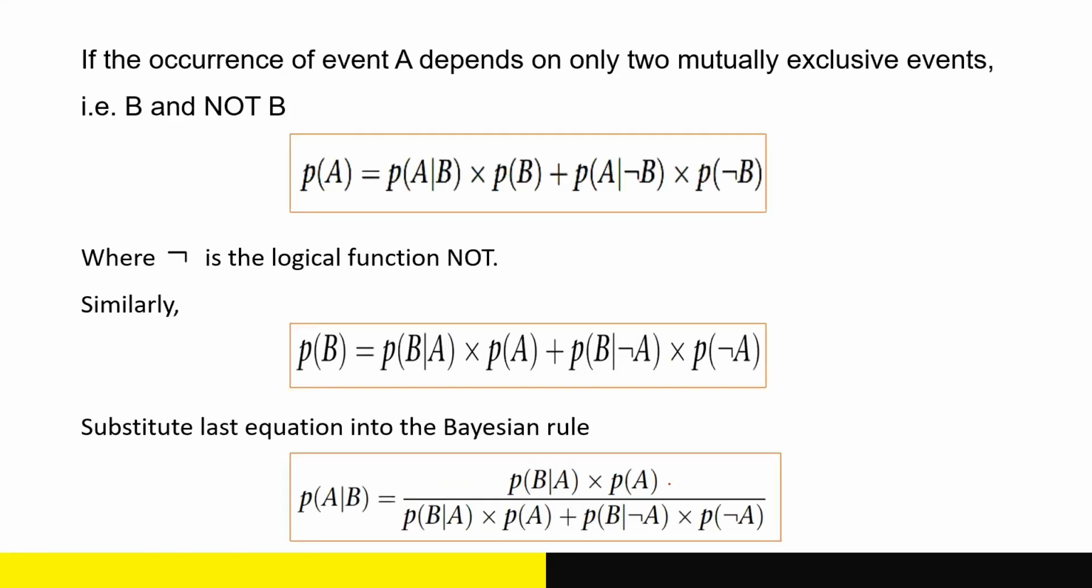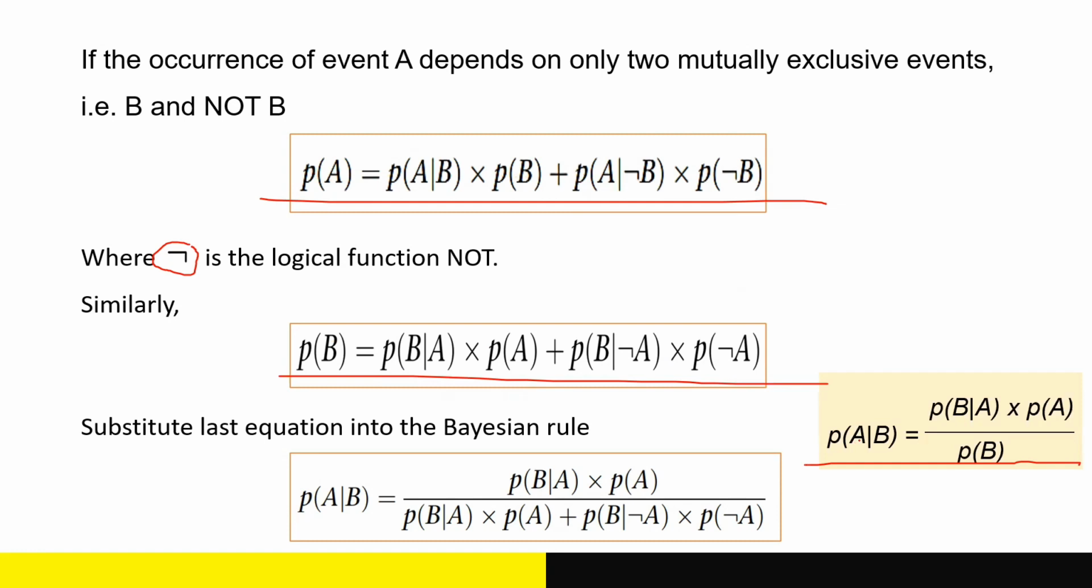So if the occurrence of event A depends on only two mutually exclusive events, for example, B and not B, we have this equation, where the symbol is the logical function not. So similarly, we have the probability of B is equal to the probability of B given A multiplied by the probability of A plus the probability of B given not A multiplied by the probability of not A. So, di ba nakikita po natin na same lang po sila ng equation pero both A and B are being swapped lang. So this equation, we will substitute into the Bayesian rule. Di ba po ito po yung Bayesian rule natin. After substituting it into the Bayesian rule, we now have this equation.